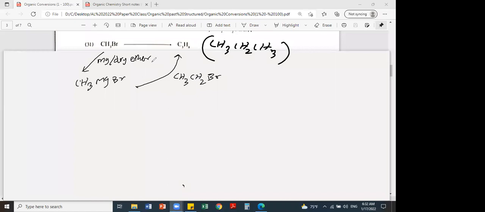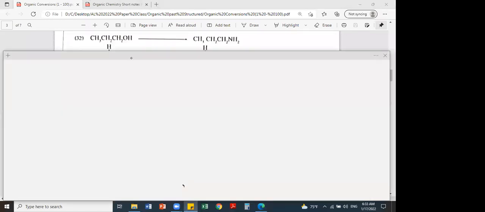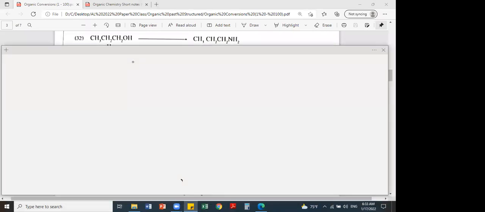Vinhara and Pramudi are correct. Number 32. Shall I raise the screen? 32, how to do? Any volunteers? Tamasha, okay. Tamasha and Pramod gave the answer. Vinhara also gave. Tamasha gave PCC. You have to convert OH into NH2 group, right? OH into NH2. Only two steps.